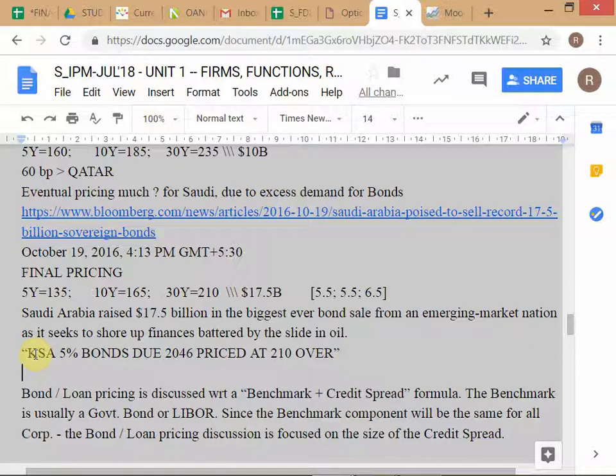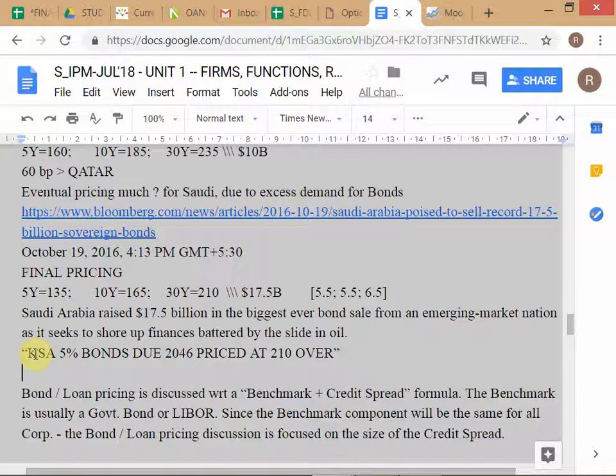I wrote 2046 because this case study is from 2016, so the 30-year bonds will mature in 2046. This is how the news release will come out: KSA 5% bonds due 2046, priced at 210 over, which means the Kingdom of Saudi Arabia credit risk has been priced at 210 over the 30-year Treasury. 210 is the final price.